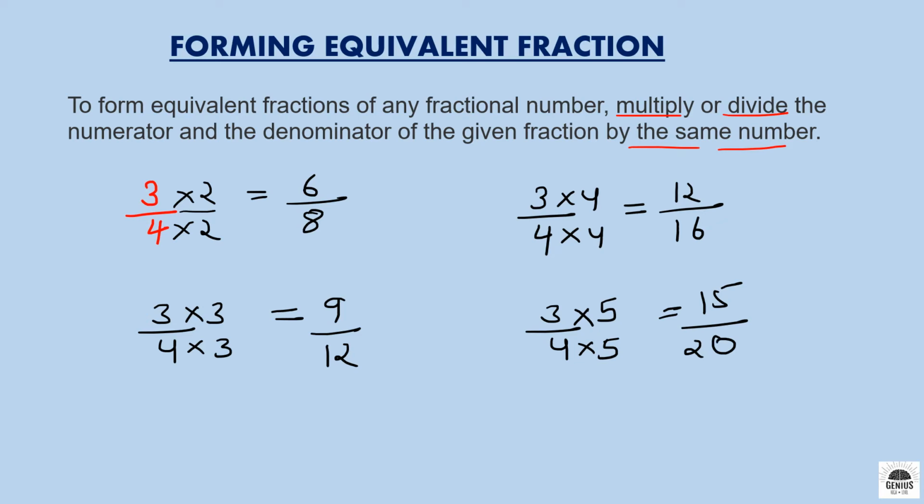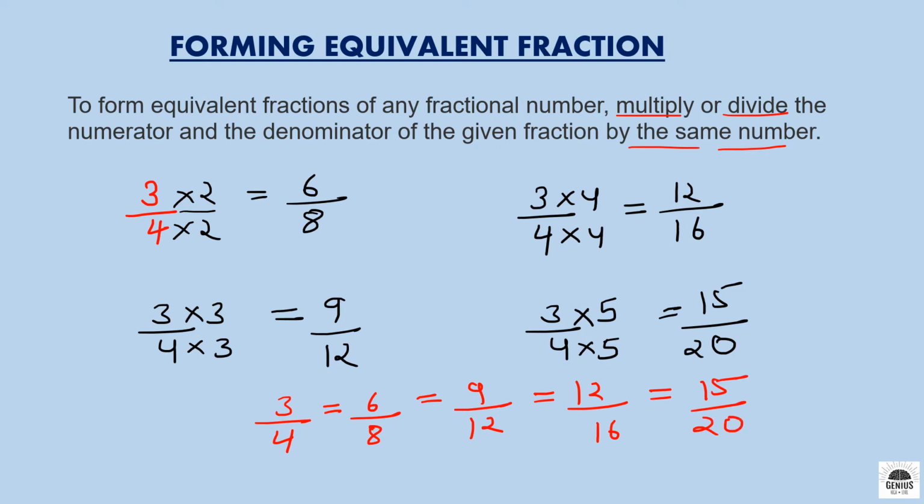So these are all equivalent fractions of 3 by 4, or we can say that 3 by 4 is equal to 6 by 8, which is equal to 9 by 12, which is equal to 12 by 16, and which is equal to 15 by 20. So these are all equivalent fractions. Their numerators and denominators are different, but they show the same value.